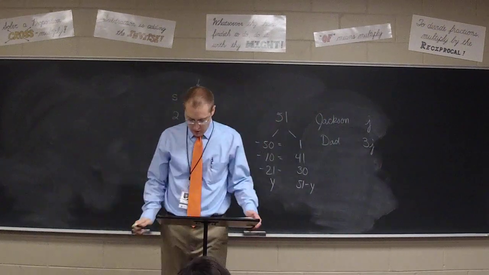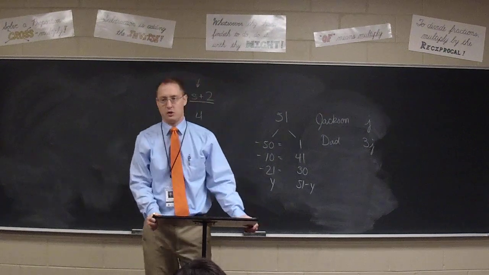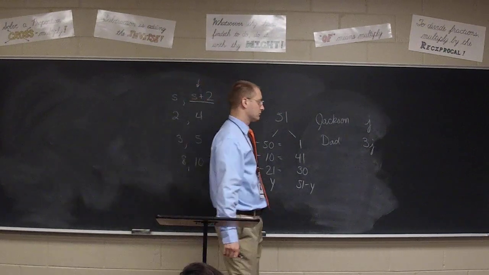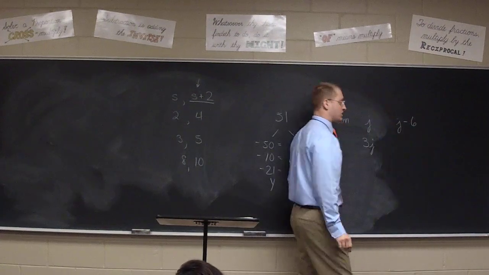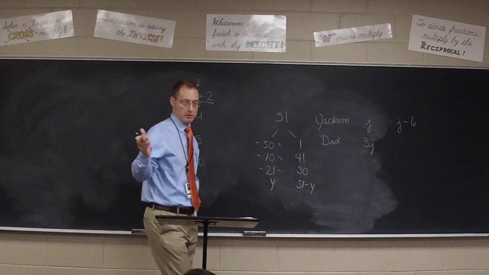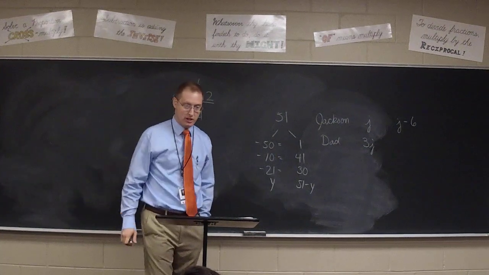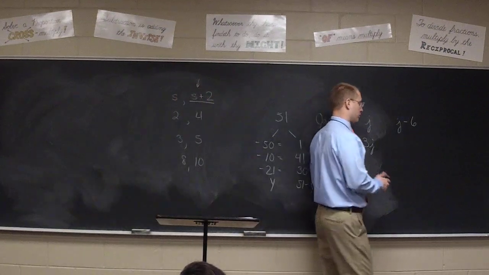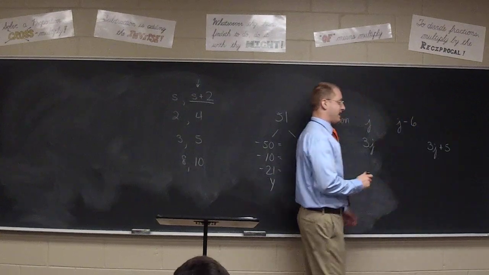All right? Now it says represent Jackson's age 6 years ago. What do you think, Gavin? J minus 6. That's 6 years ago. How many were thinking the same thing Gavin said? What about dad's age in 5 years, Noah? 3J, his age now, plus 5. He'll be 5 years older than that in 5 years.